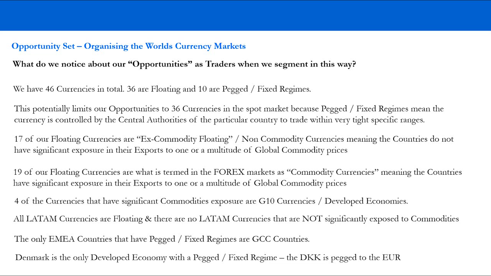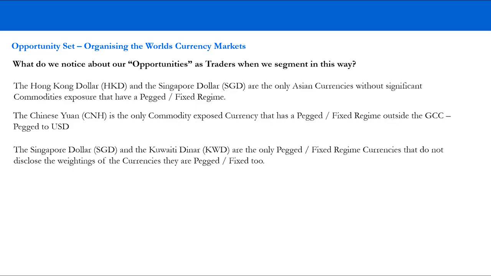All LATAM currencies, Latin America currencies, they're floating, and there's no Latin American countries that don't have significant exposure to commodities. The only EMEA countries that have pegged or fixed regimes are GCC countries. And we also find that Denmark is the only developed economy with a pegged or fixed regime. And the DKK, the Danish kroner, is pegged to the euro.